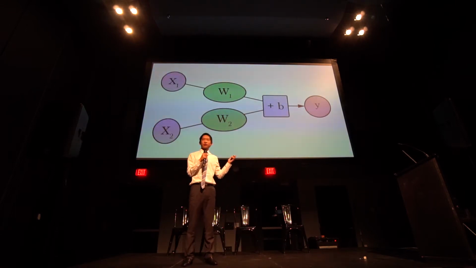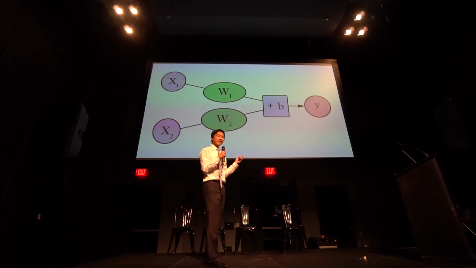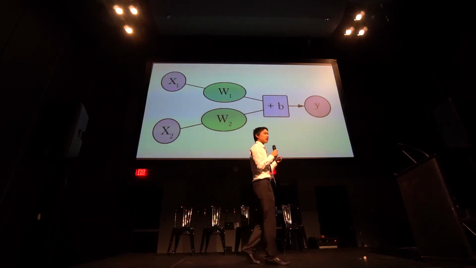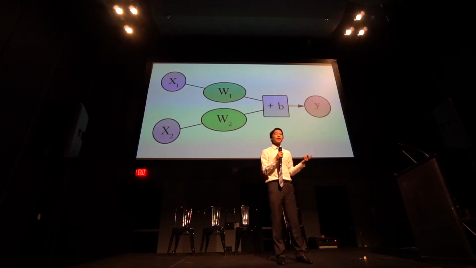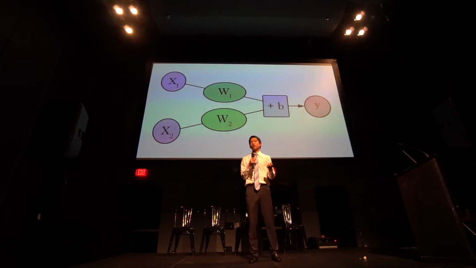This is a perceptron. It was invented in 1950, and it consists of nodes. As you can see, there are three circles there, x1, x2, and y. Those are called nodes. The two on the left, x1 and x2, are input nodes. The one on the right, y, is an output node.